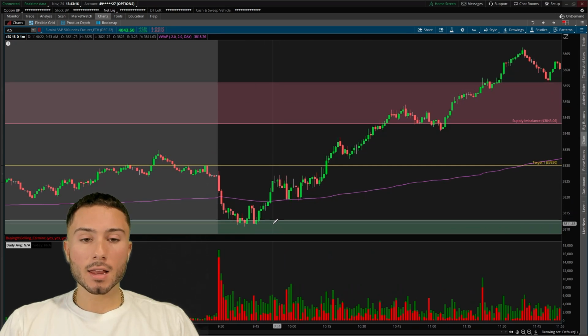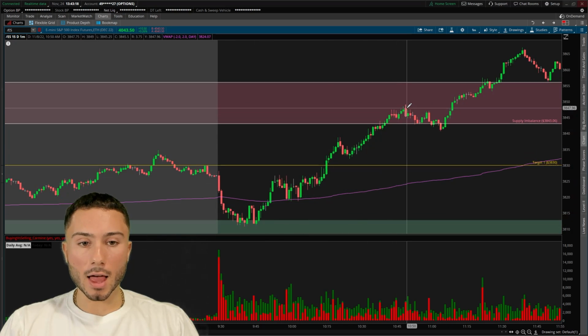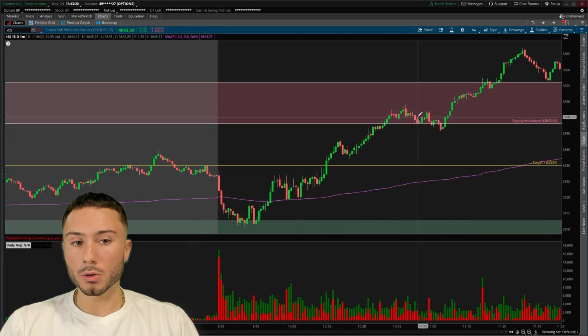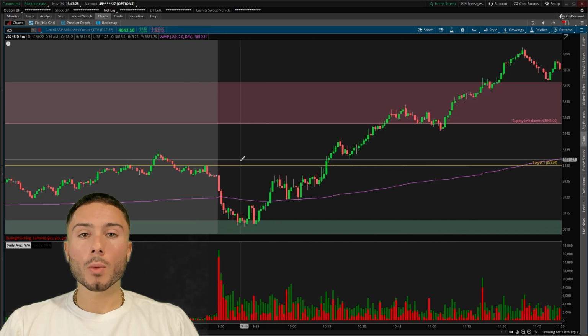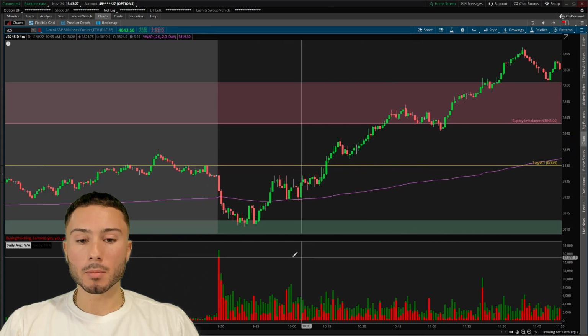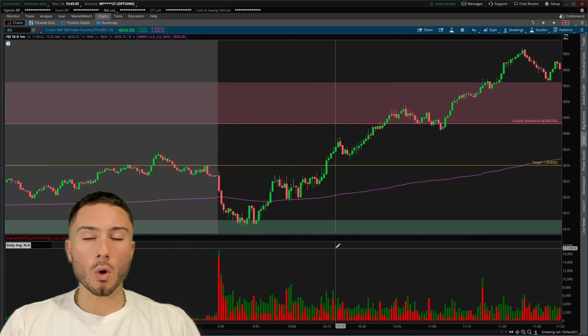With this being said, you want to see if the market on an intraday level is putting in higher highs, putting in higher lows. Are dips getting bought? Are rallies getting sold into? Are we having direction? Is there momentum? What is the volume like? These are all things you need to consider on an intraday basis.